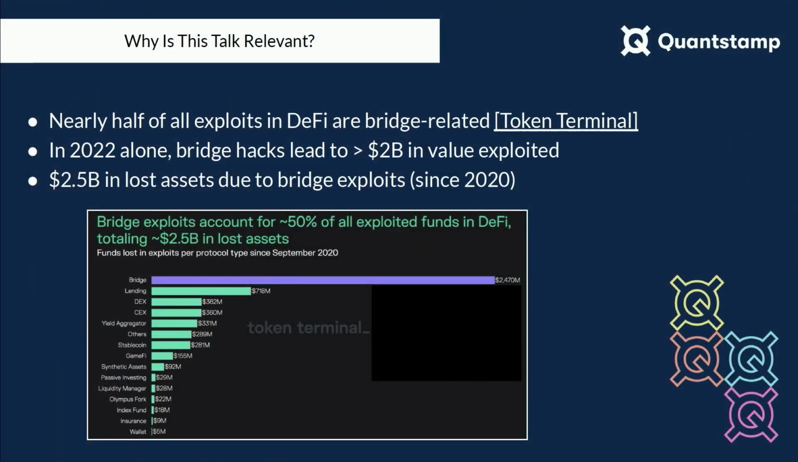Hello, everyone. I'm Alex Murashkin, head of infrastructure at Quantstamp. Bridges continue to be a hot topic, with nearly half of all DeFi exploits being related to bridges, even nowadays, according to Token Terminal. Last year alone, bridge hacks led to more than $2 billion worth of assets lost. And if we consider the total value lost since the start of the bull market, this number exceeds $2.5 billion.